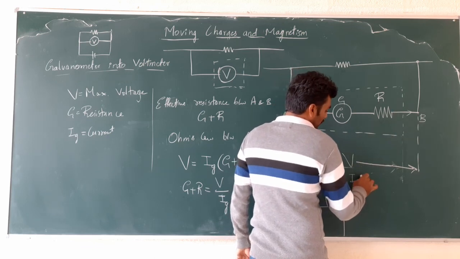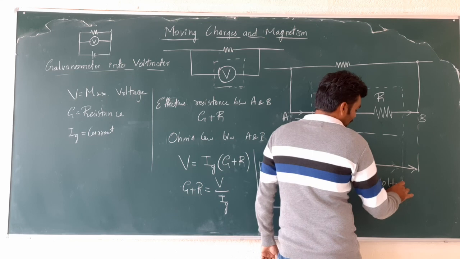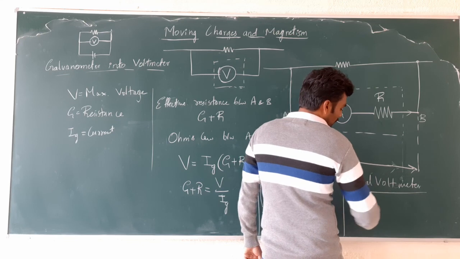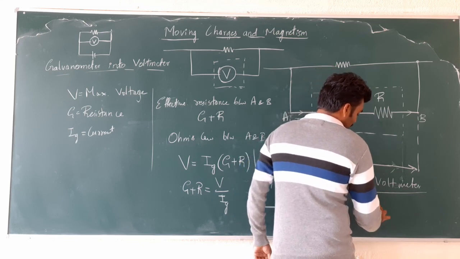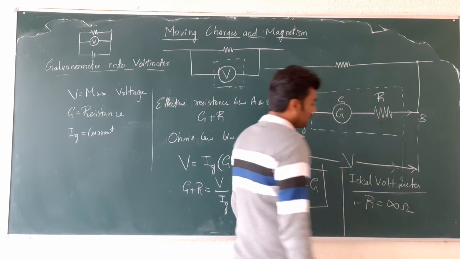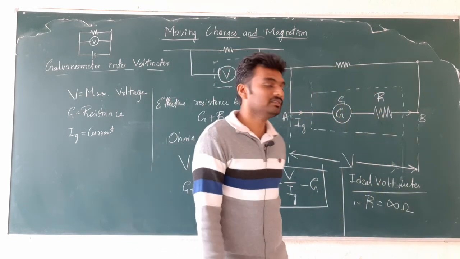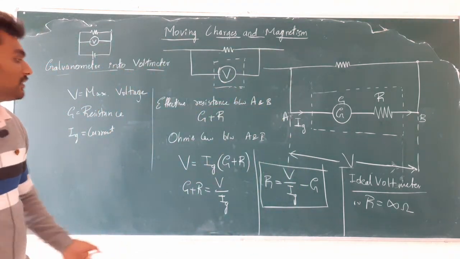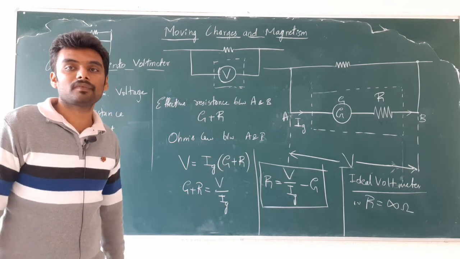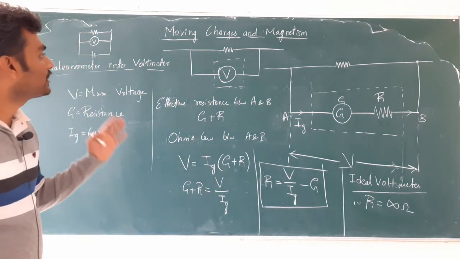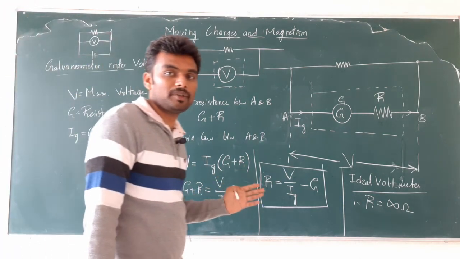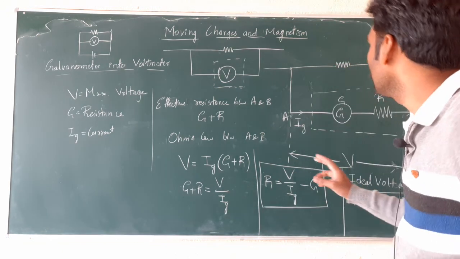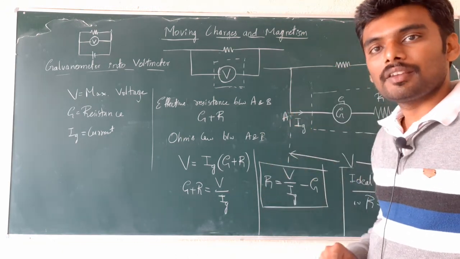So for an ideal voltmeter, how do we make it? We make an ideal voltmeter by connecting a resistor of infinite resistance in series with the given galvanometer. And what is the effective resistance of the voltmeter? Very simple. Here we have it, G plus R, right? So this is about converting a galvanometer into a voltmeter. Pretty simple. You can compare galvanometer and voltmeter and understand the things.